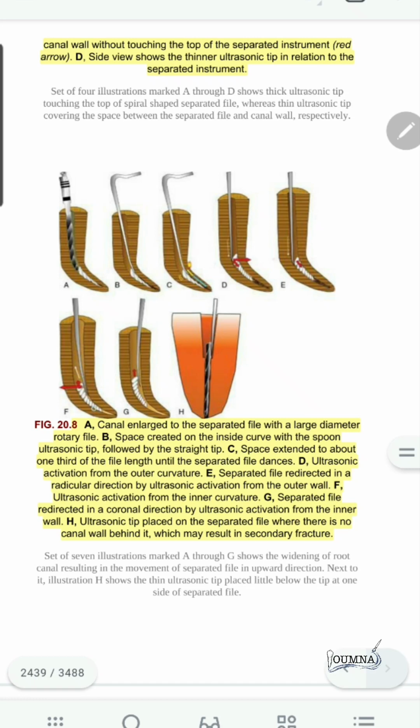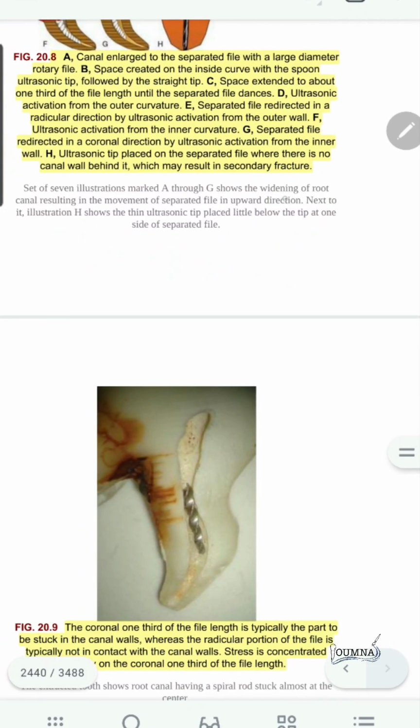Here we insert the ultrasonic tip at the inner wall of the canal. This is called the inner wall, and this is the outer wall. When we put it in the space and activate it, it will pull the instrument out. But if we put it on the inner wall, it will push it to the apical area. Also, we should not put the ultrasonic tip in relation to the separated file where there is no canal behind it. This may cause a secondary fracture of the separated file.